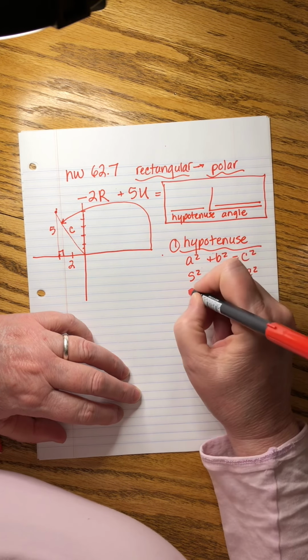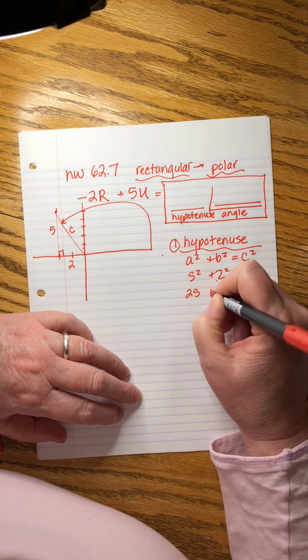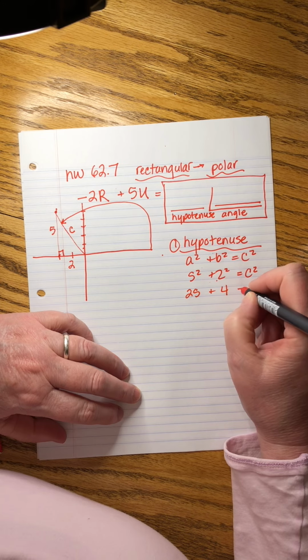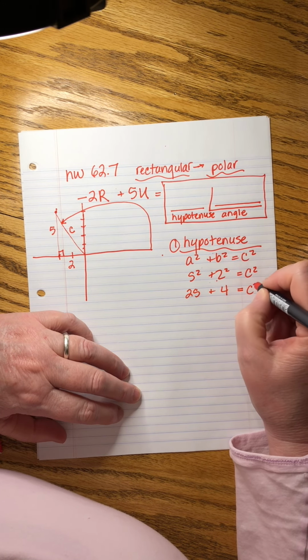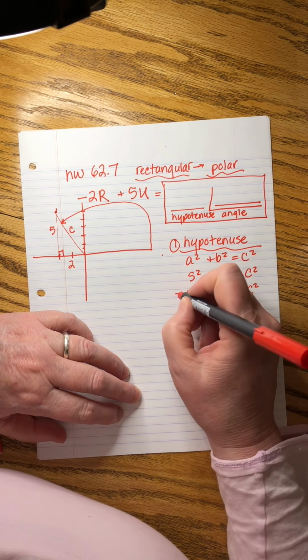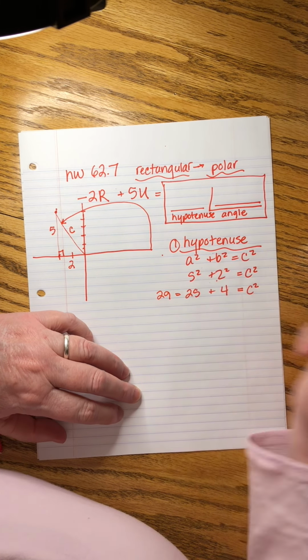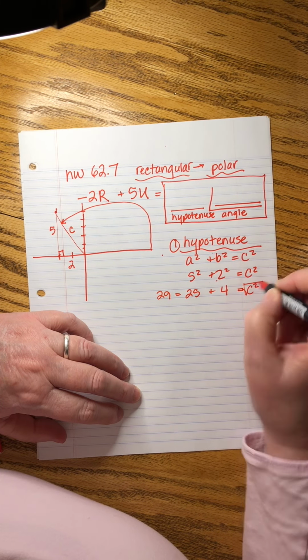Okay, 5 squared is 25. 2 squared is 4. So that equals c squared. And then when we add it, we get what, 29? And then we'll need the square root, right?